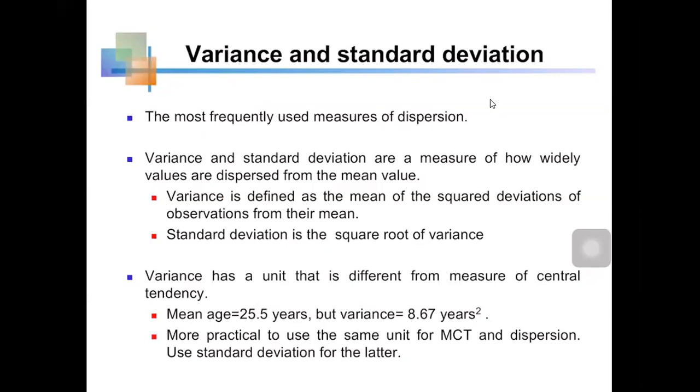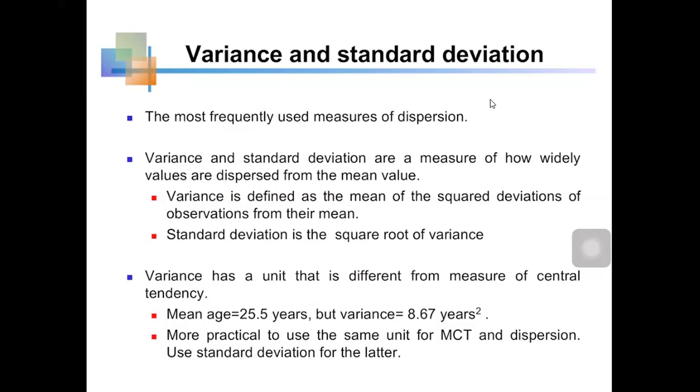So variance is defined as the mean of squared deviations of observations from the mean, and standard deviation is the square root of variance. Variance has a unit that is different from the measure of central tendency. For example, mean age 25.5 years, but variance is 8.67. Mean here looks at the location of the data set, meaning if you have a lot of data, the mean will represent all the data as one value. But variance is to show the spread of the data.